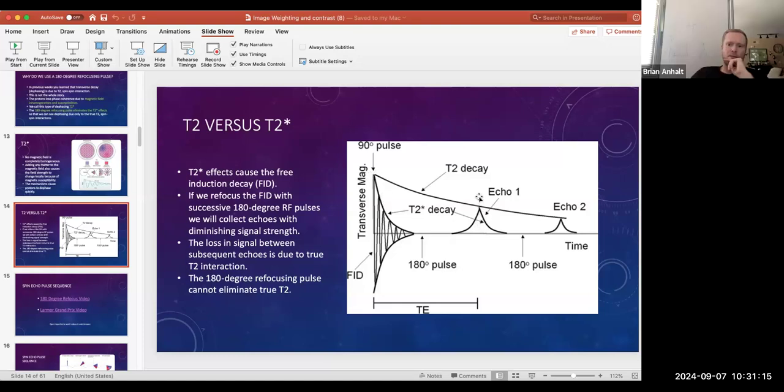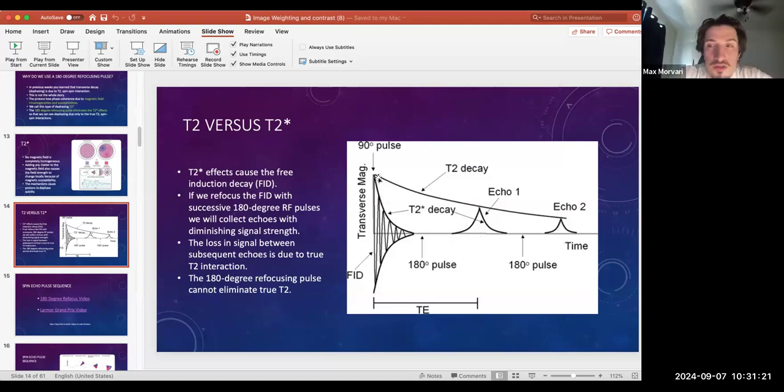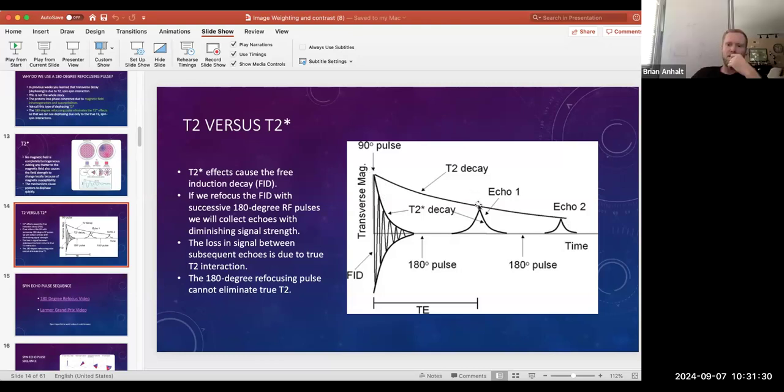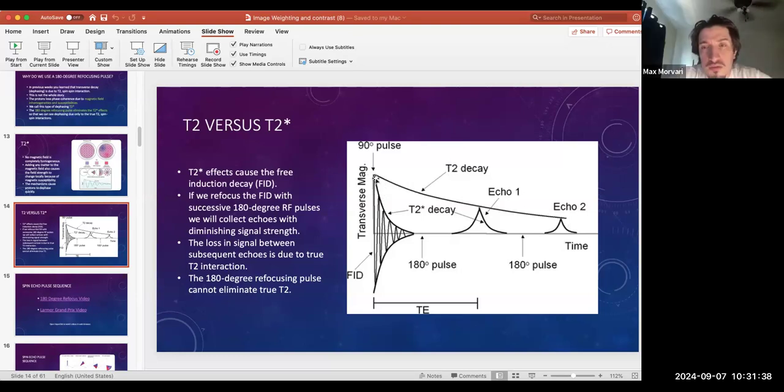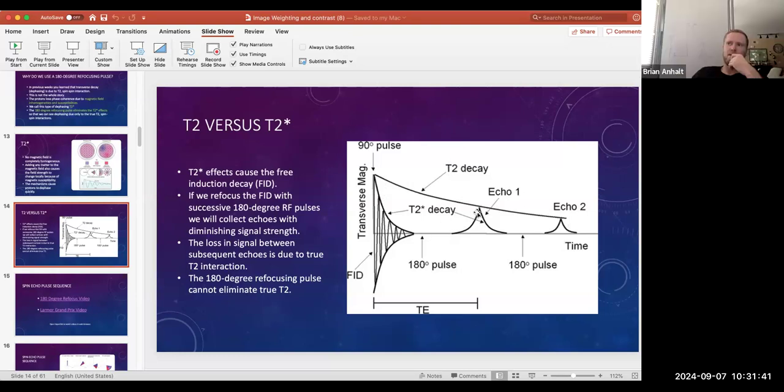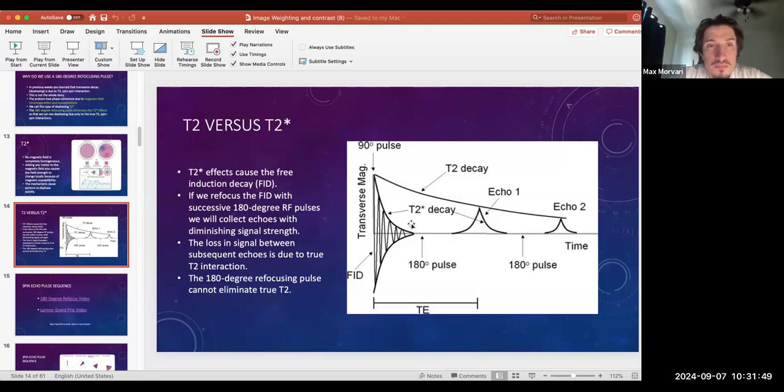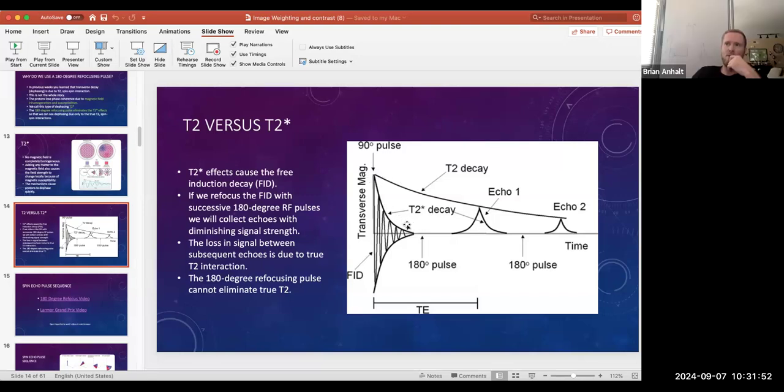So there's symmetry here. There's symmetry here, right? No symmetry here. Okay. So the FID, echo 1 and echo 2, they're decreasing in amplitude every time because of true T2 decay. Okay, so let's say we were just scanning water right here. This would show the T2 decay of water, right? But in reality, water's signal is decaying much faster. It decays super quick because of T2 star effects.